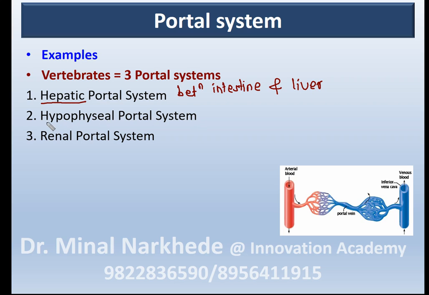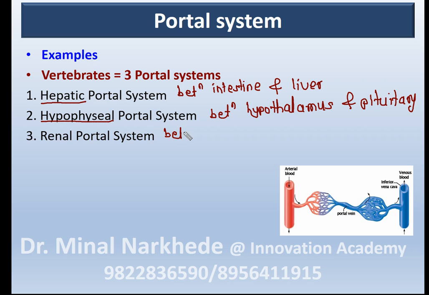Hypophyseal portal system is formed between hypophysis, that is pituitary gland, and hypothalamus. So this sort of system is formed between hypothalamus and pituitary gland. The third type of system is called renal portal system. This system is formed between the hind limbs and kidney. The word renal indicates kidneys. So that is formed between hind limbs and kidney.